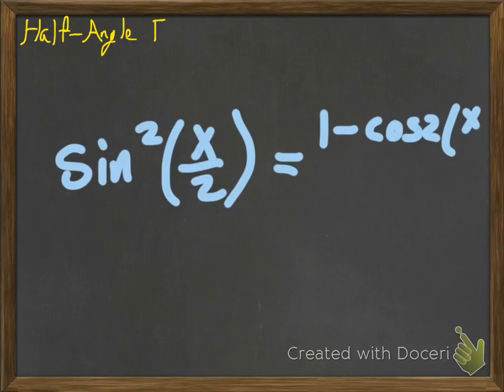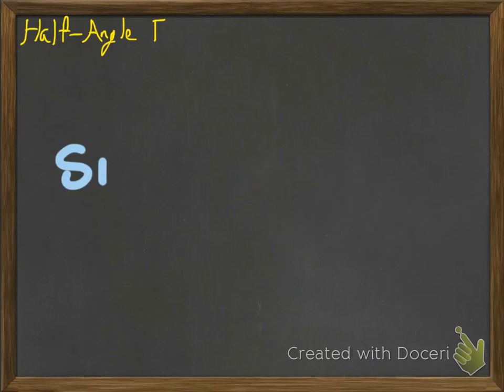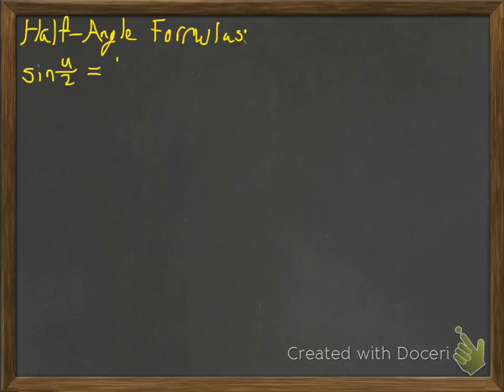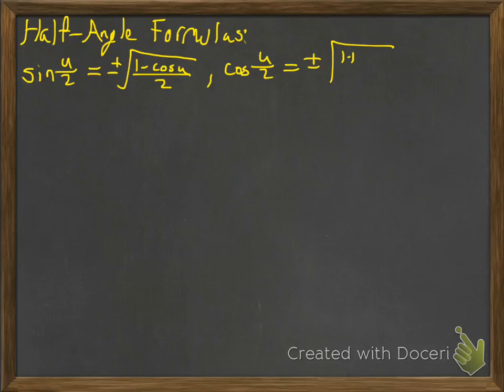I think we'll use our book's notation, and they use the letter u instead of the letter x. It doesn't matter, it's just a dummy variable. So half angle formulas. Sine of an angle u over 2 is going to be plus or minus square root 1 minus cosine u all over 2. Cosine of u over 2 is going to be plus or minus square root 1 plus cosine u all over 2.